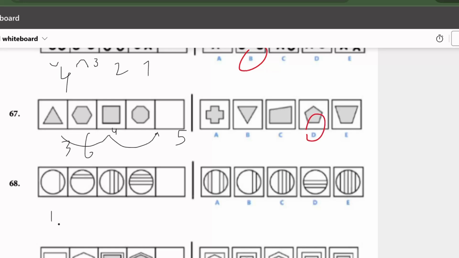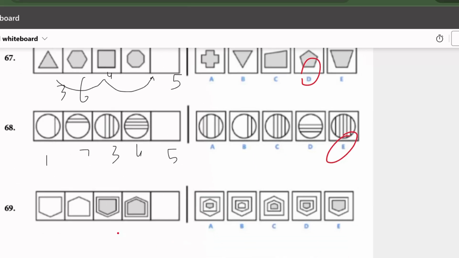Question number 68. We have 1, 2, 3, 4, and then 5 lines going down because we go vertical, horizontal, vertical, horizontal, vertical. We get E.